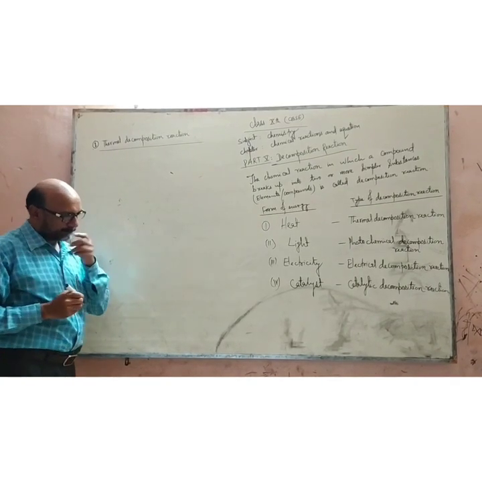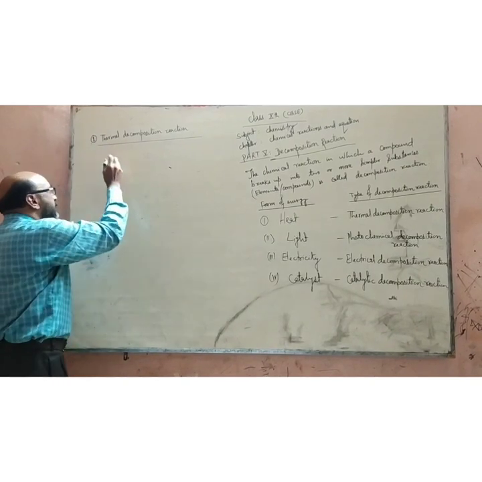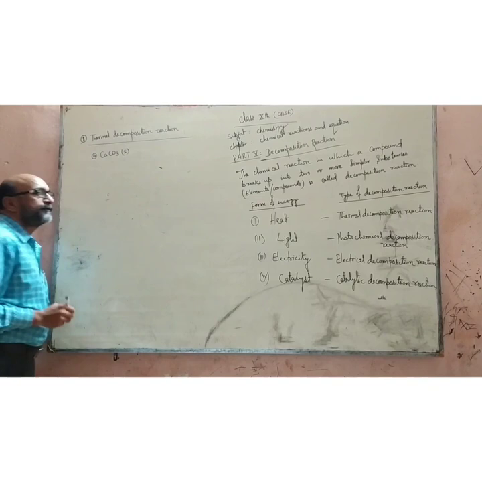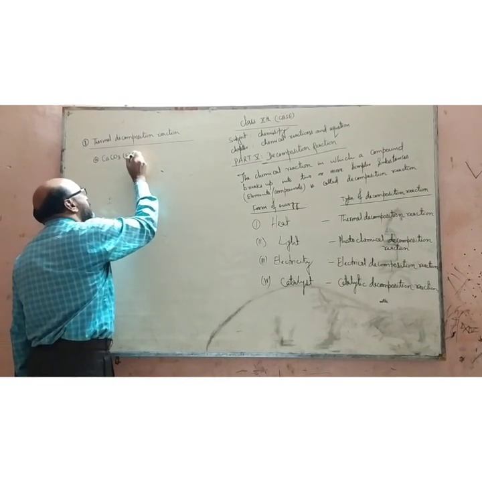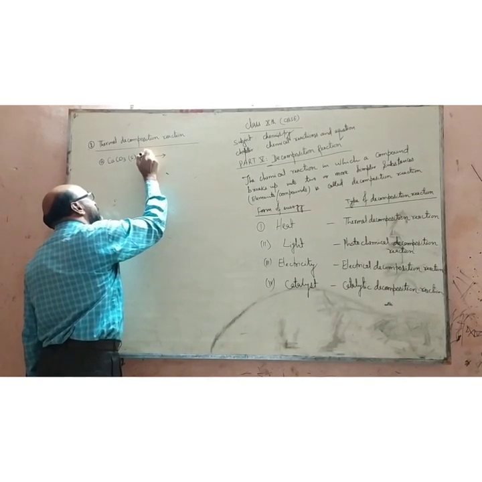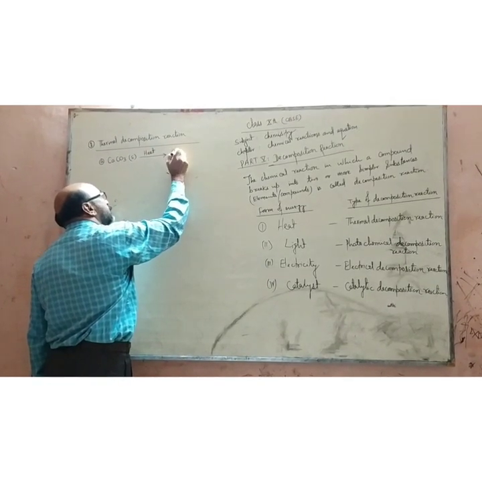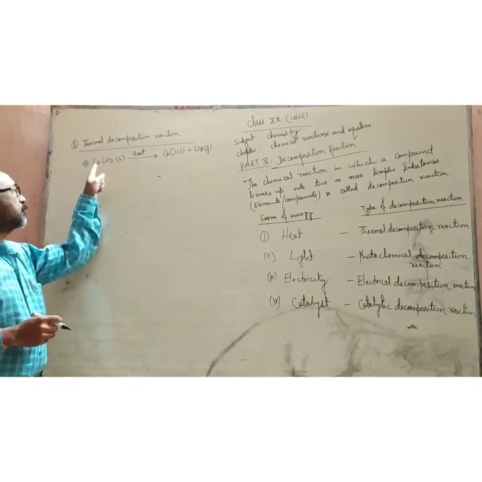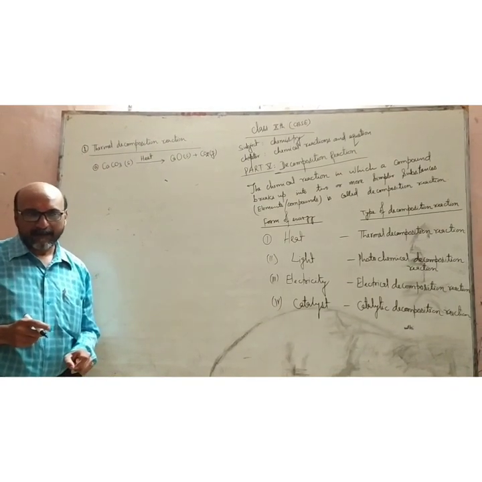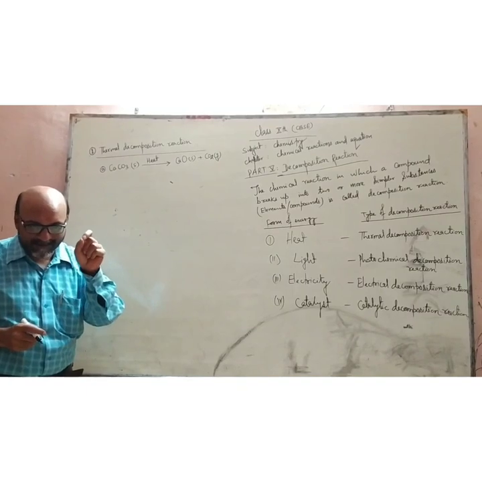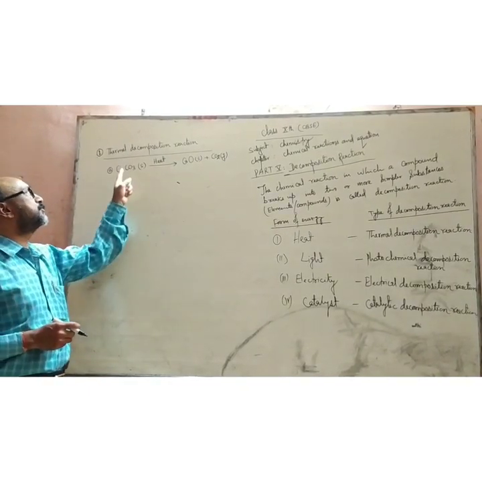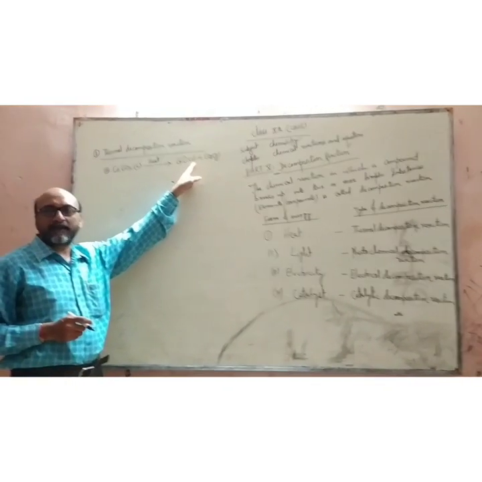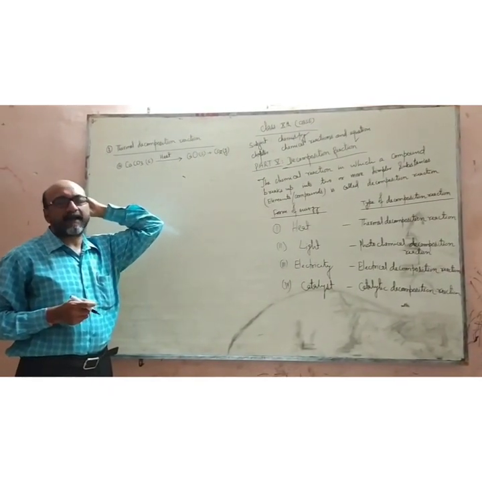The most popular and very common thermal decomposition reaction is the decomposition of calcium carbonate, marble, CaCO3. Calcium carbonate decomposes into calcium oxide and carbon dioxide gas. So when we take calcium carbonate in a boiling test tube and heat it by supplying heat energy, it decomposes into solid calcium oxide and carbon dioxide gas is liberated.